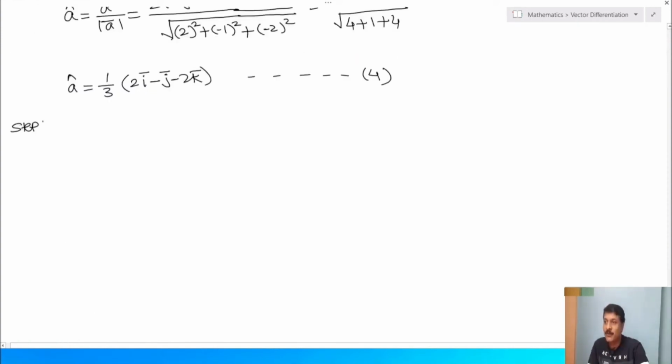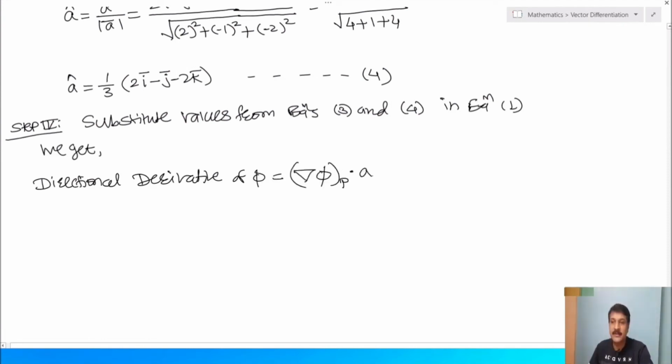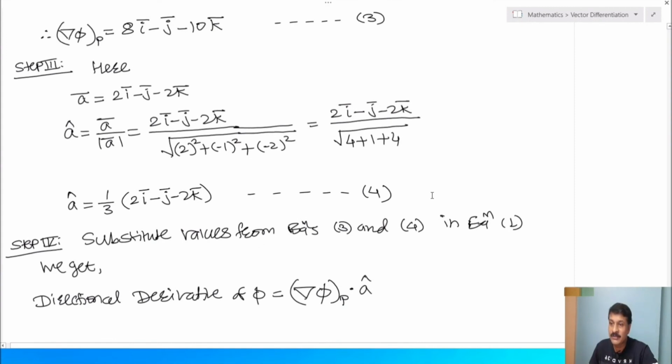So step number 4. Now actual directional derivative. So substitute values from equation 3 and 4 in equation 1. So what we get? We get directional derivative of phi at A equal to del phi at point P dot A cap. So both values we have. So from equation 3, del phi is what? 8i minus j minus 10k. So that value you put here, it is 8i minus j minus 10k dot, what is the A cap? It is 1 by 3 2i minus j minus 2k. So this is your A cap.